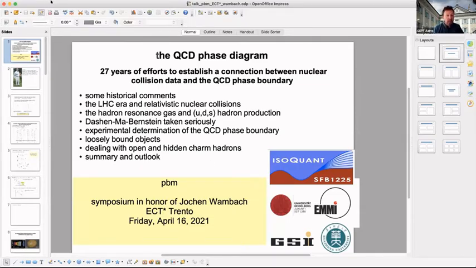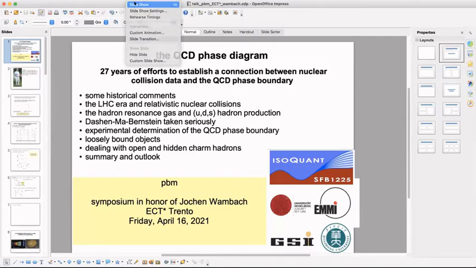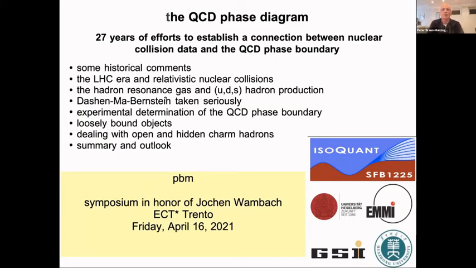So we start with Peter Braun-Münziger on the QCD phase diagram. Thank you very much for this opportunity to say a few words about Jochen and a lot about common interest in physics, which we had. And I've essentially entitled my contribution, the QCD phase diagram, 27 years of efforts to establish a connection between nuclear collision data and the QCD phase boundary.